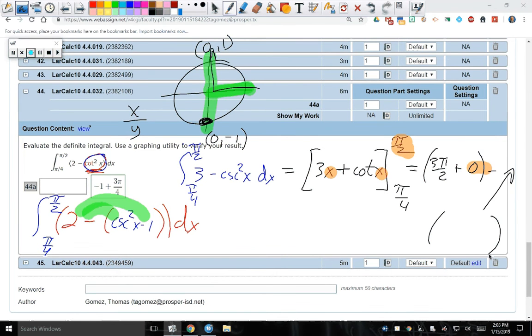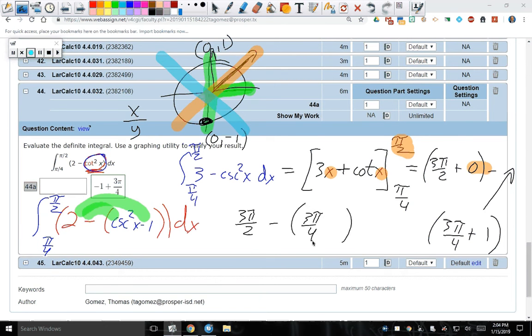At pi over 4. So we have 3 pi over 4 is going to be adding, what's the cotangent at pi over 4? 1. Positive or negative? Positive. And the good shortcut on that is that's y is equal to x. That's a positive cotangent or tangent. And here that's y is equal to negative x. So we're going to have plus 1. So if I add all of this together, I have 3 pi over 2 minus parentheses the 3 pi over 4 plus 1. That's how you see this distribution of how they get the negative 1. And then the 3 pi over 2 minus 3 pi over 4 will give you a positive 3 pi over 4.